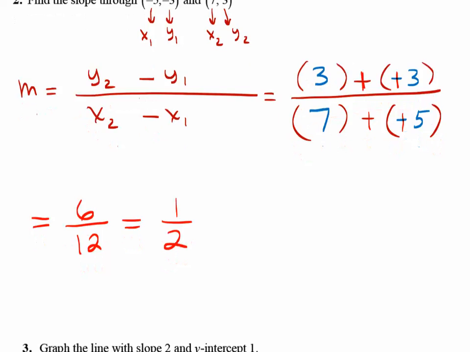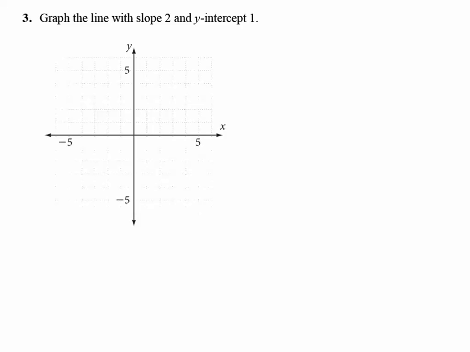Okay, let's go to this one then. Let's connect the whole slope concept with the graph. And we're going to graph, remember the whole concept of intercepts? Let's do that as well. So if you have a y-intercept of 1, what point do you have? Where's that point here?